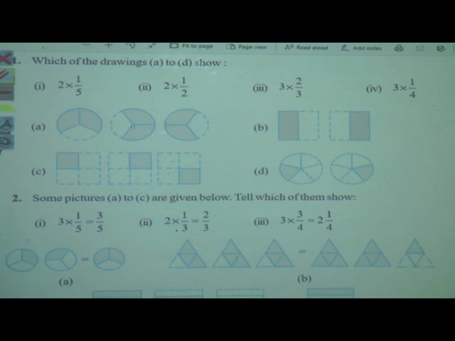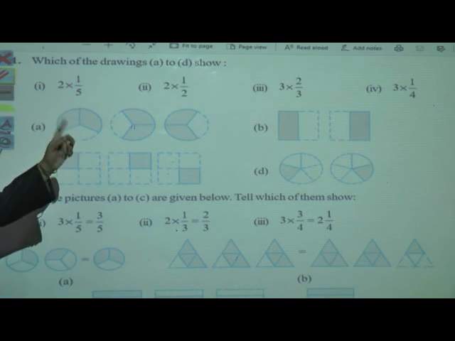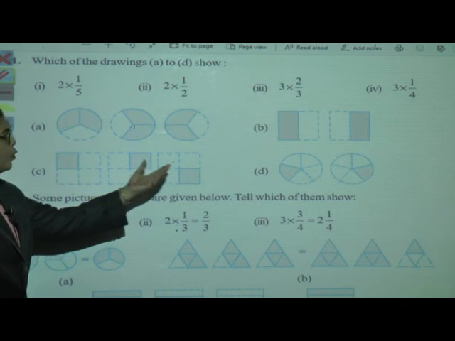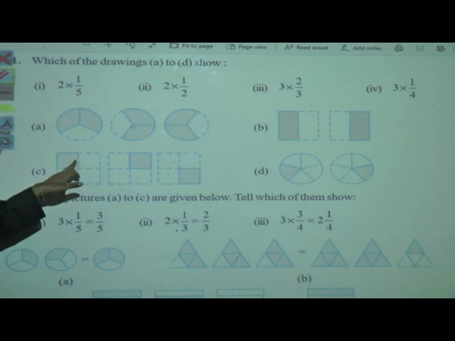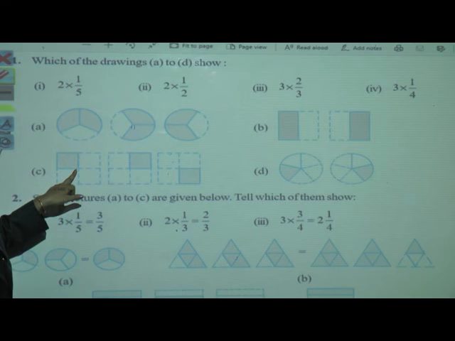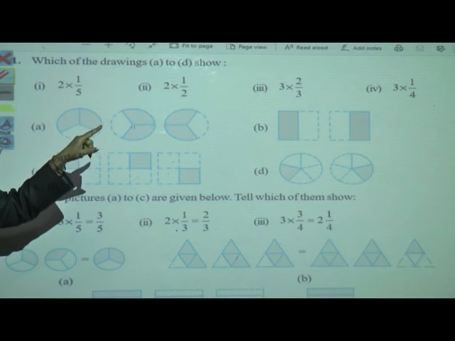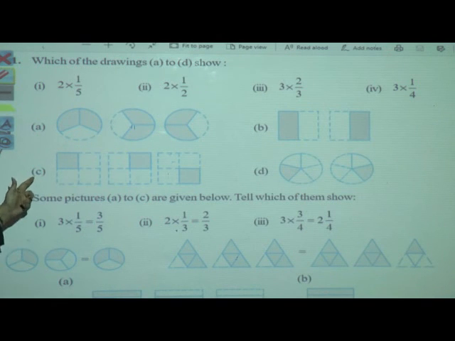Similarly, we have the fourth one, that is 3 whole multiplied by 1 upon 4. We are having 3 wholes here. In that, 1 upon 4 means one part of this figure is shaded. So we will go for matching. The fourth one will be C. We just have to match this by seeing the figure and which is the multiplication of a fraction.